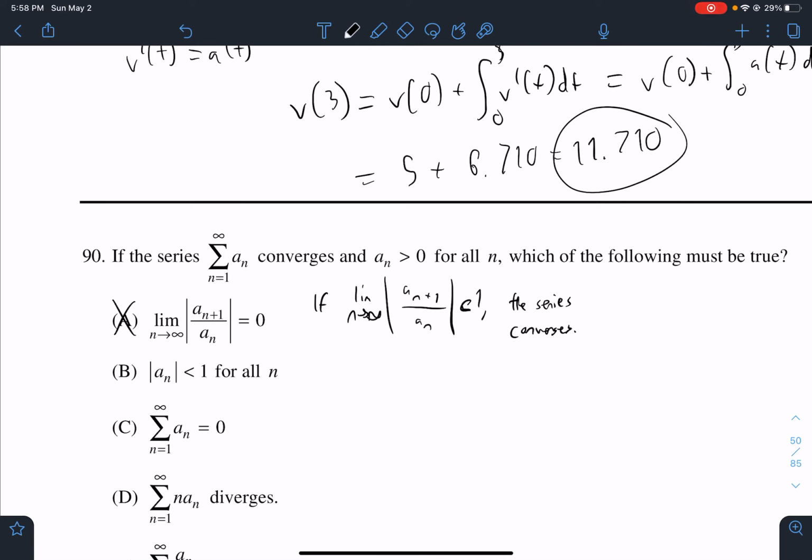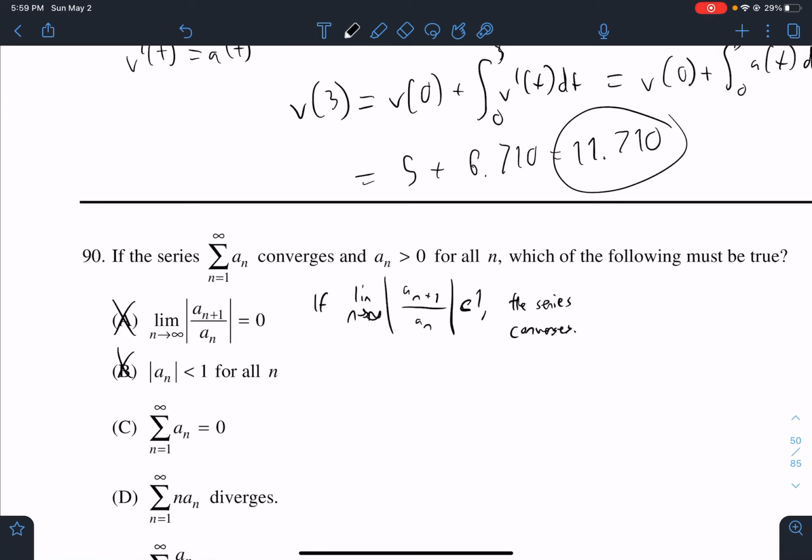We just know that a of n is greater than 0. We don't know if it's less than 1 or not. We just know that it's bigger than 0. So we have no way of knowing how big a of n is, so we don't know that. C, this is just asking if the series converges to 0, which is not necessarily true.